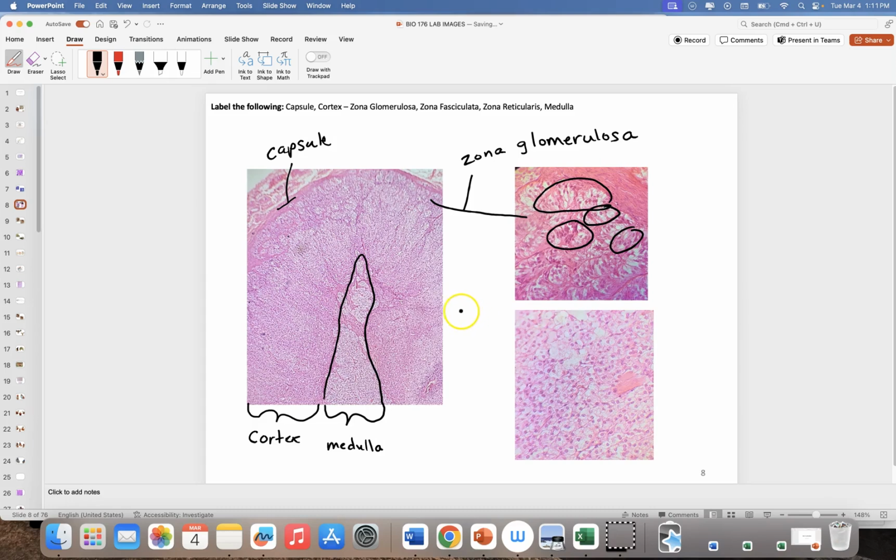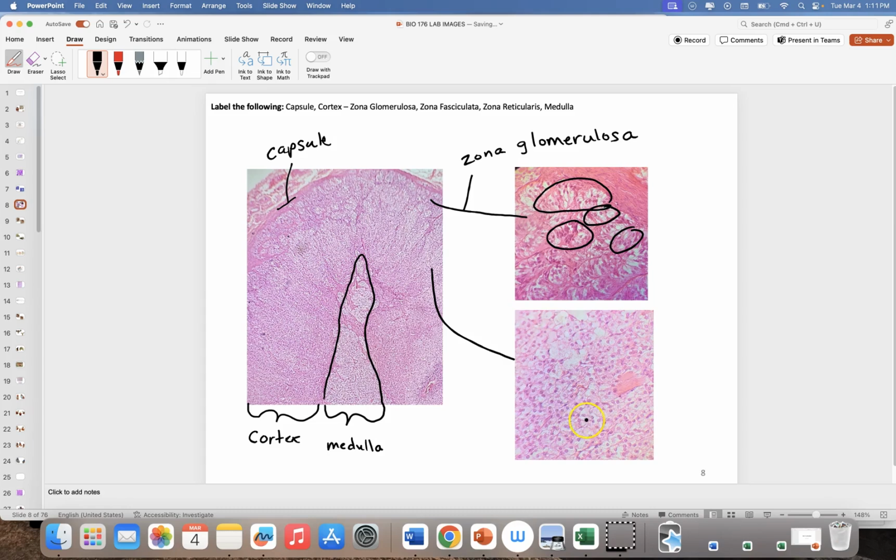Next, we have zona fasciculata, which we can see here. Again, it's not very detailed because we would need to zoom in for that. I went ahead and zoomed in over here. That way we could see the cells a little bit better. And fasciculata means little bundle of fat.